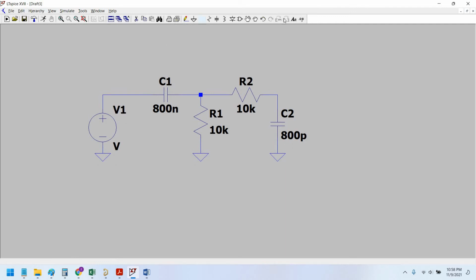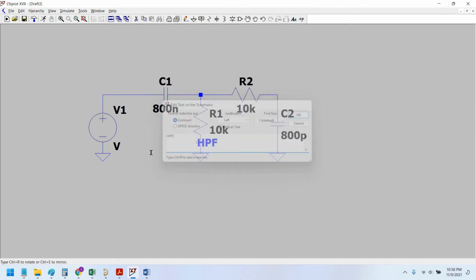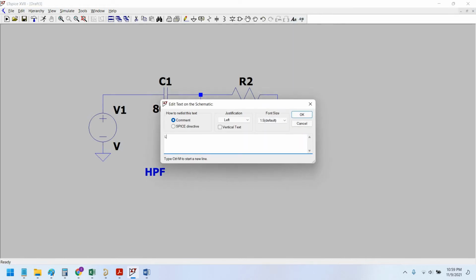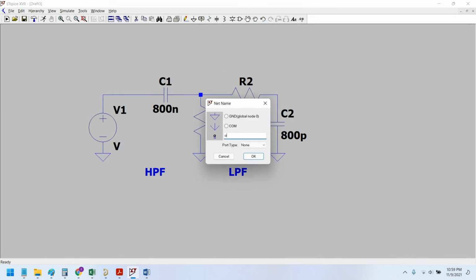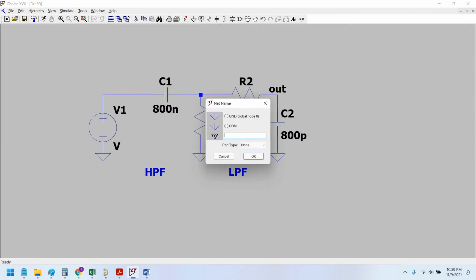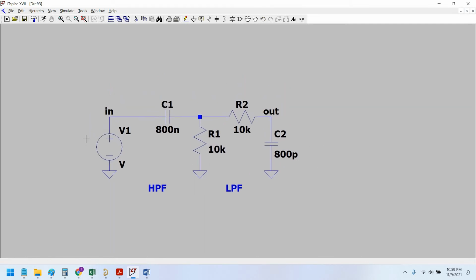So this is the high pass filter. I inserted here a comment, high pass filter, and this is the low pass filter. And I also put the node voltages, output node and input node. We would analyze the output node.